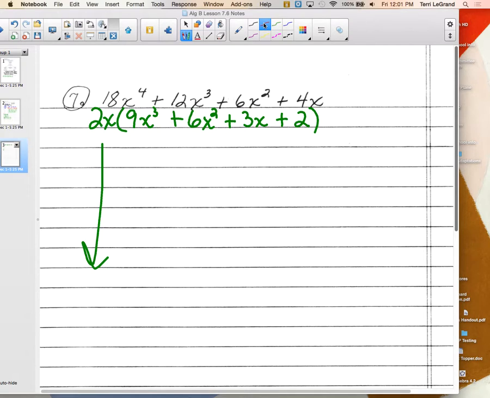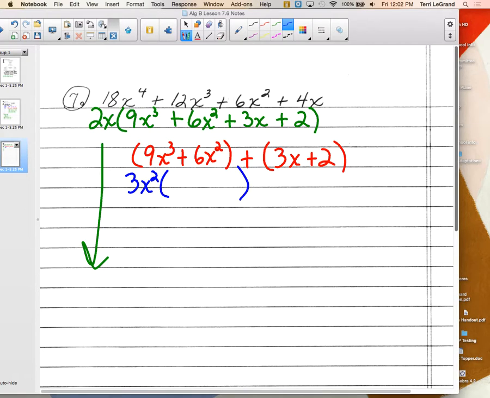We don't have any subtraction, so we're going to say the 9x cubed and the 6x squared can be a group. And the 3x plus 2 can be a group. Okay, what's going to be our GCF for the first group? 3x squared. 3x squared can be divided out of both of them. 9 divided by 3 is 3, and x cubed divided by x squared is x. So 3x plus 2. 6x squared divided by 3x squared is 2.